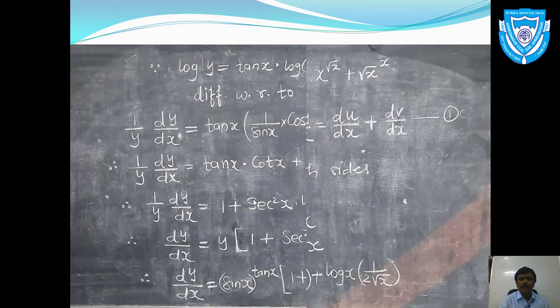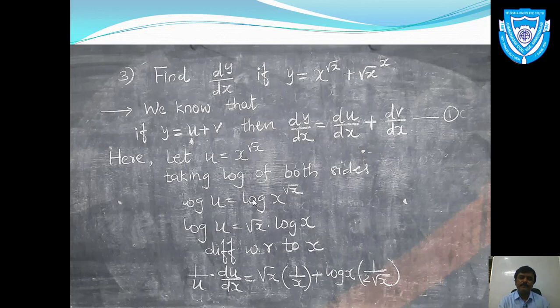Now look at the third example. In the third example also you can observe that y is nothing but the addition of two different functions. We are asked to find dy upon dx if y is equal to x raised to root x plus root x raised to x. You can observe that y is made up of two different functions. Y is the addition of two different functions.